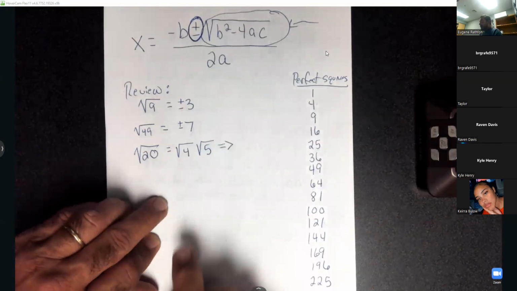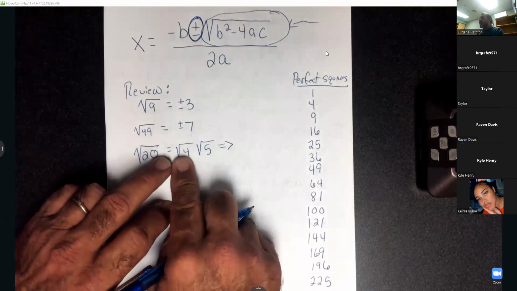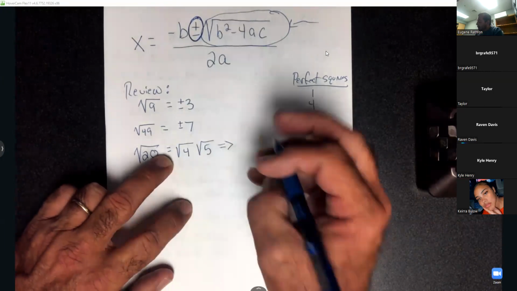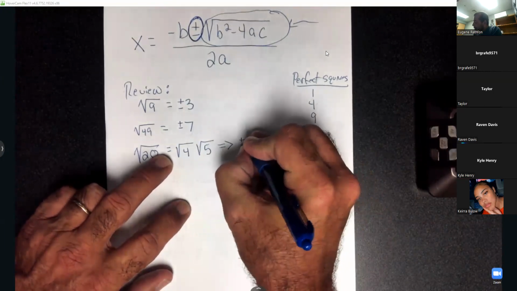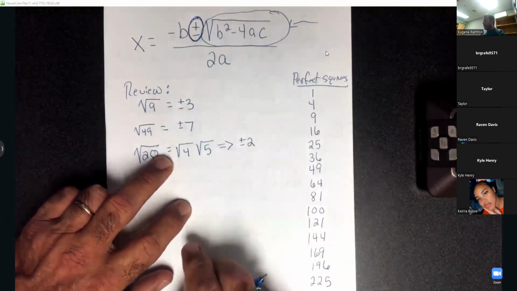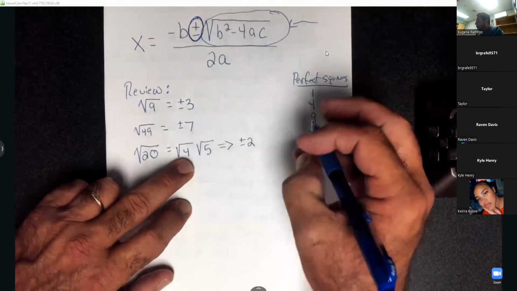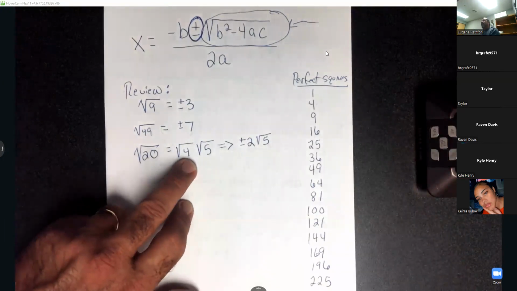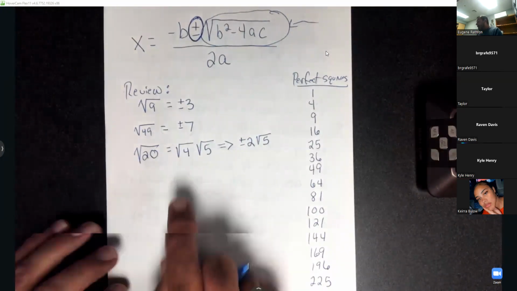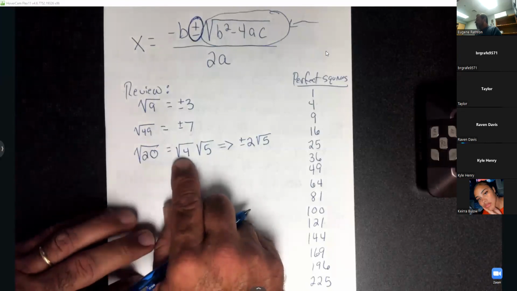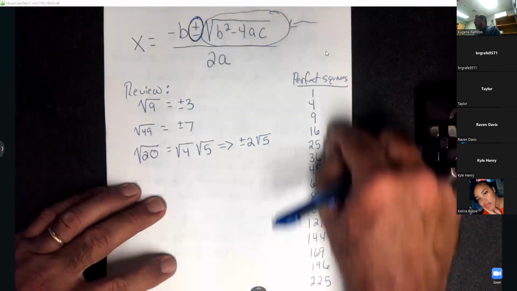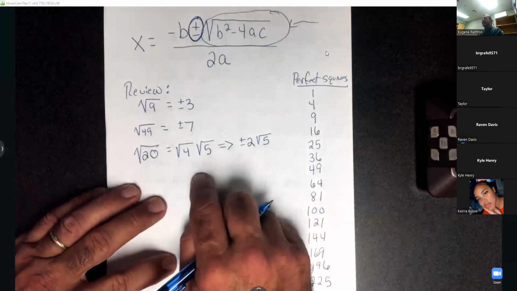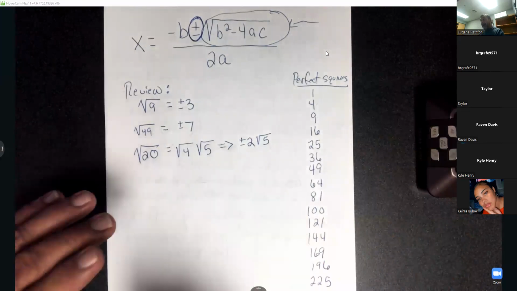Now, to simplify this, the square root of 4 could be plus or minus 2. We couldn't do anything with the square root of 5, so we bring down that square root of 5. So to simplify a radical means to pull out any of these perfect squares that are factors of that 20, okay?